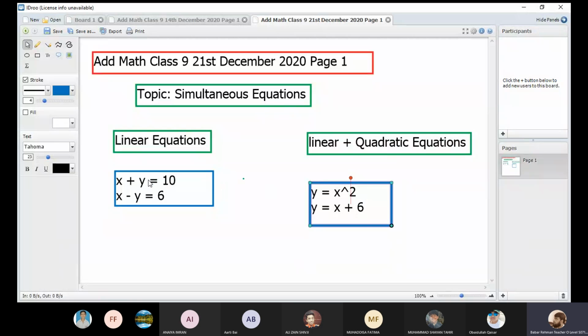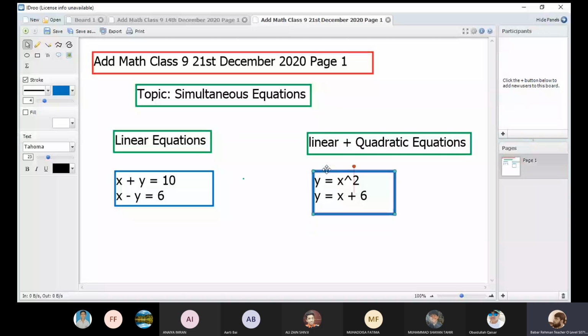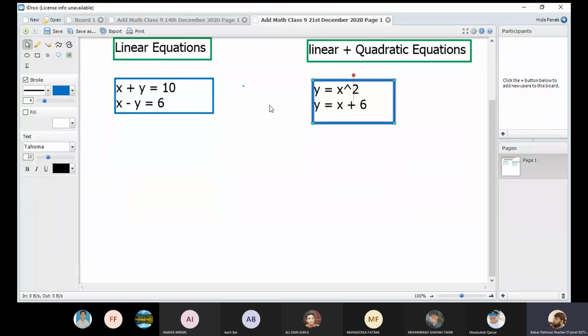Mostly we use the substitution method here, because when two linear equations are given, mostly we use the elimination method, as you have just done in class. But over here you will use the substitution method, because the value of y is equal to x square, so you will substitute the value of y in this equation. Directly you will use it, and then you may solve the quadratic equation by breaking the middle term, or by applying the general formula, whatever. So I will solve this one equation for you.